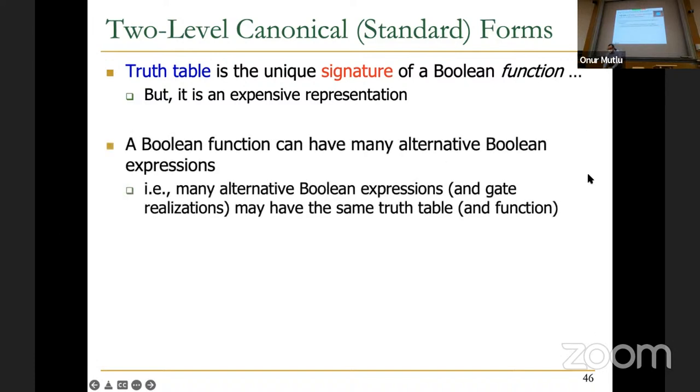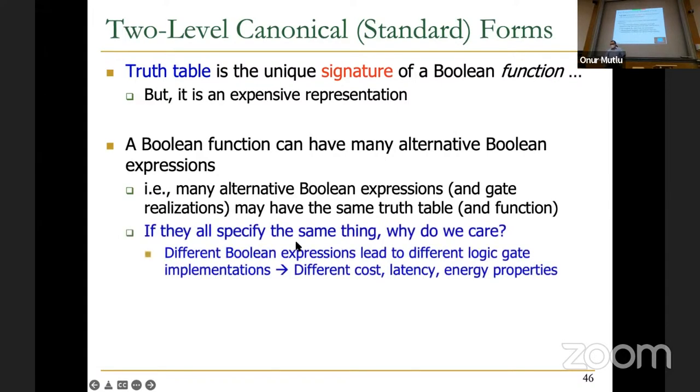And a Boolean function may have many alternative Boolean expressions. It may have, as we discussed earlier, simpler forms. It may have more sophisticated forms, but they all have the same truth table, basically. So essentially, they all express the same function. So why do we care? As we discussed earlier, different Boolean expressions lead to different logic gate realizations. That's why we care about the equivalence of functions, right?